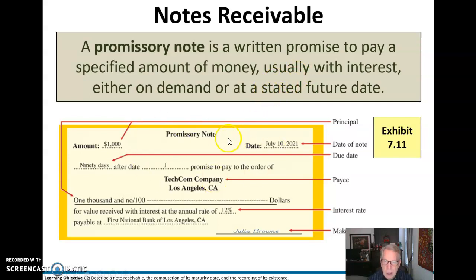Okay? And so here's that promissory note. And our maker here is Julia Brown. I think of this as like a checkbook, you know. Julia's got the checkbook and she's writing a check to TechCom. TechCom is the organization to whom Julia is going to pay. So here the amount's $1,000. It's due July 10th, and the interest rate is 12%. So let's take a look at that.